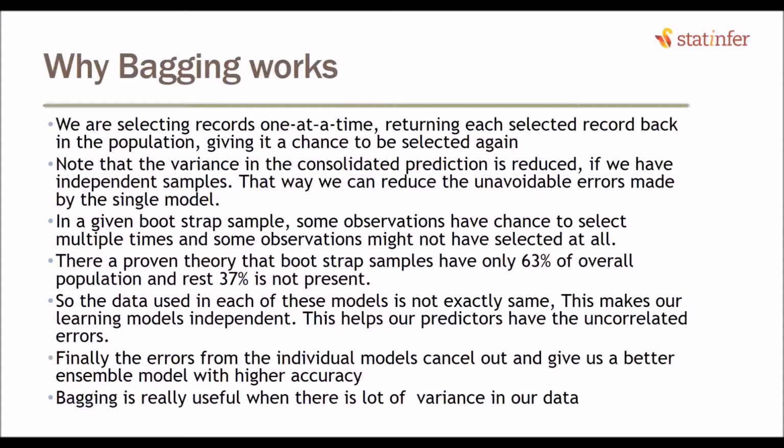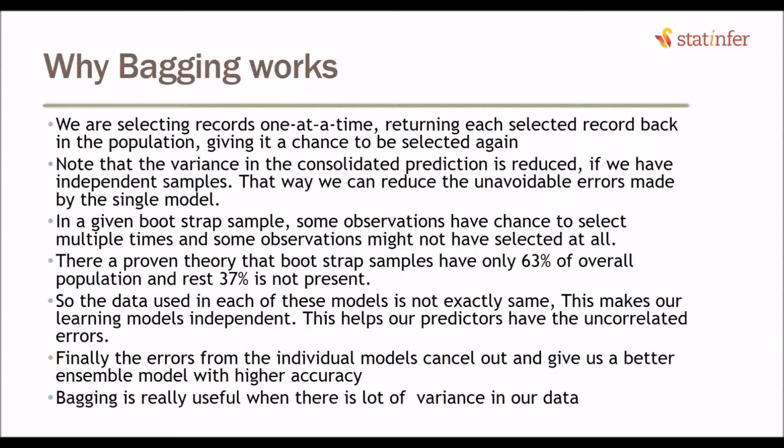In a given bootstrap sample, some observations have a chance to be selected multiple times. Some observations might not be selected at all. That we know because we are doing sampling with replacement. There is a proven theory that a bootstrap sample has only 63% of the overall population. The remaining 37% is not present.